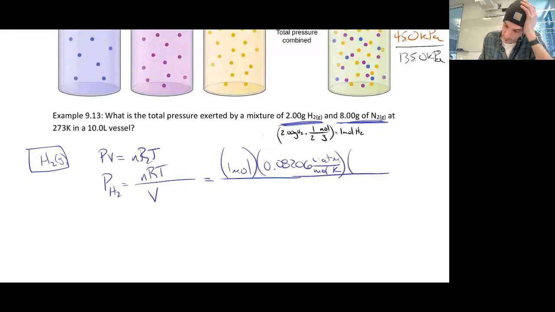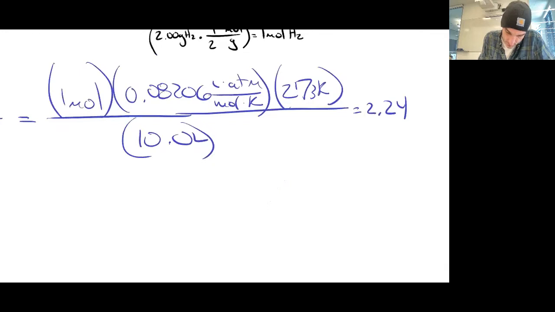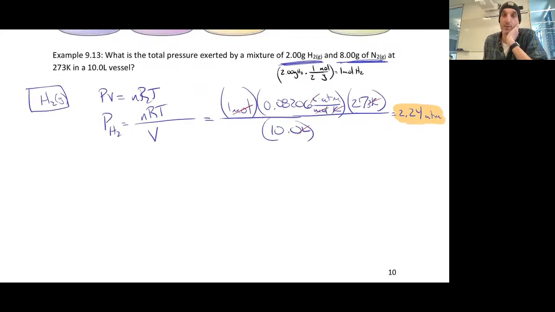And my temperature was 273 Kelvin, and my volume is a 10-liter vessel. So if we do these calculations, 0.08206 times 273 divided by 10 gives me 2.24. And then what's my unit? Let's take a look. Moles cancels, Kelvin cancels, liters cancels. We're left with atmospheres. So that's part of it. So that is my pressure exerted by the hydrogen.